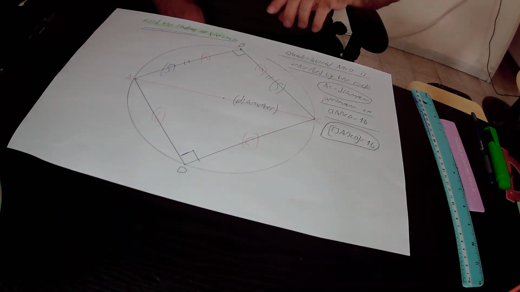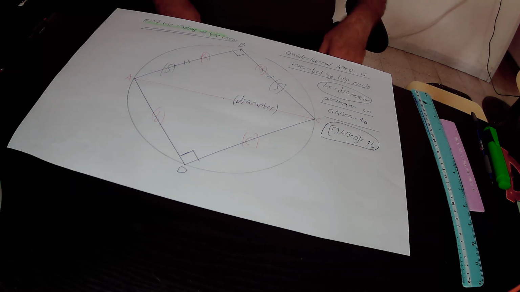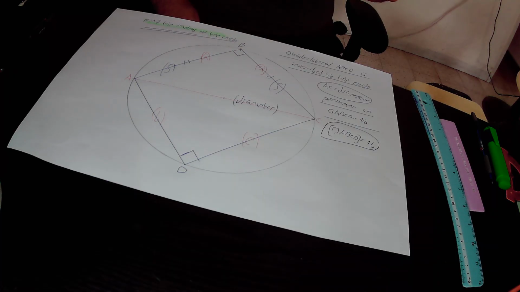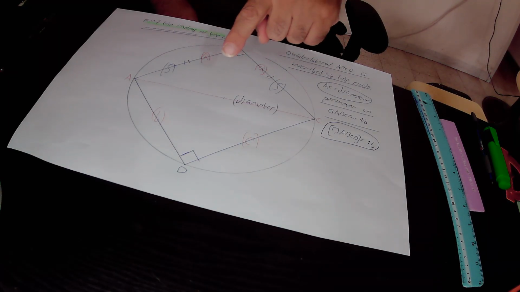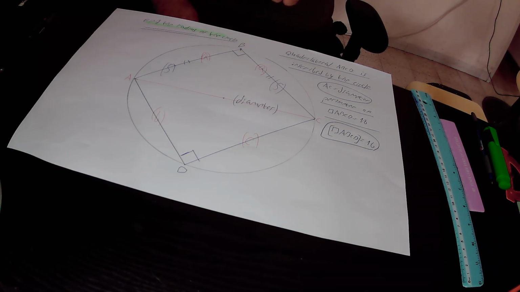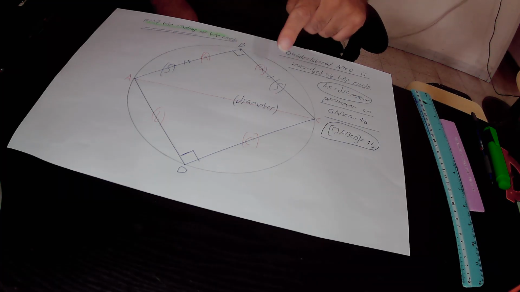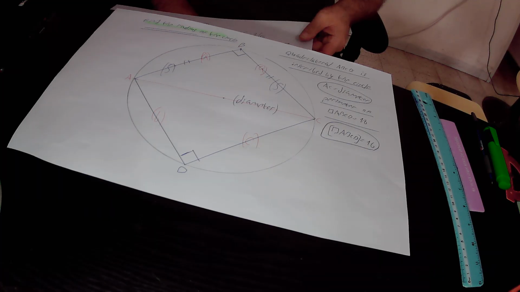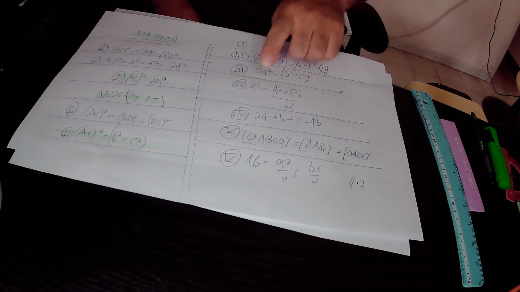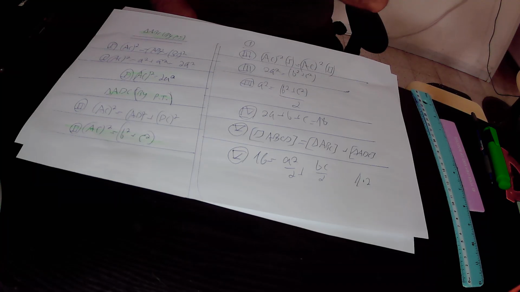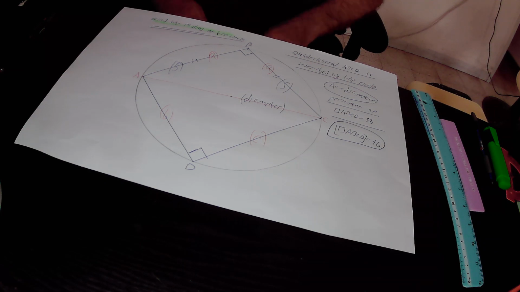The perimeter of this quadrilateral ABCD is equal to 18, that is to say AB plus BC plus CD plus DA equals 18. AB is A, BC is A, CD is C, and DA is B. So in total, A plus A is 2A, plus C plus B equals 18. So 2A plus B plus C equals 18 according to this equation 4.